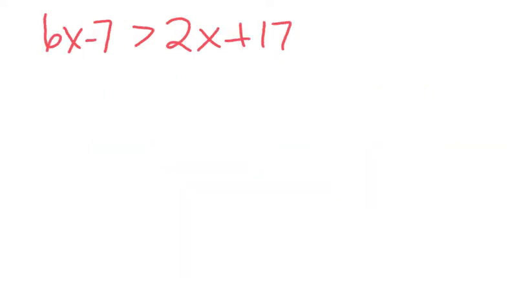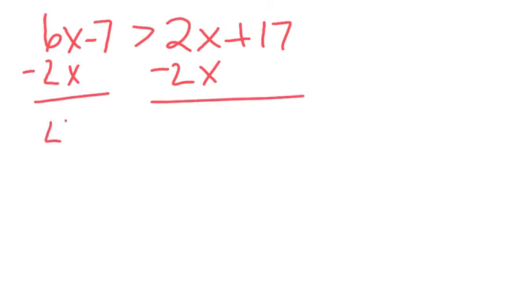Now we're going to have some fun. Remember, you're solving it just like it had an equal sign. So the first thing to do is get your x's together on the same side. So minus 2x minus 2x. That's 4x minus 7, still greater than, that cancels, 17.